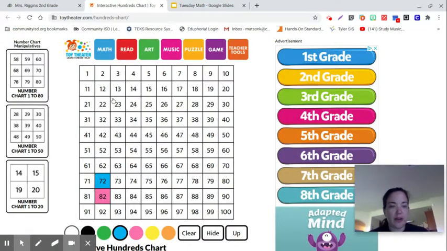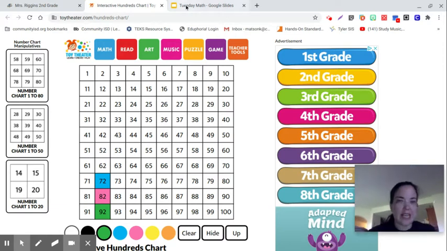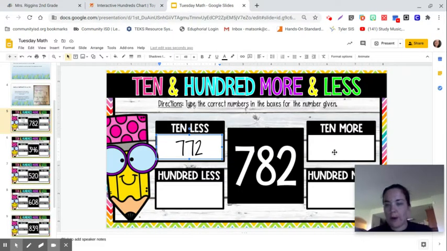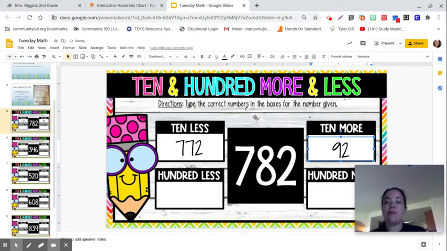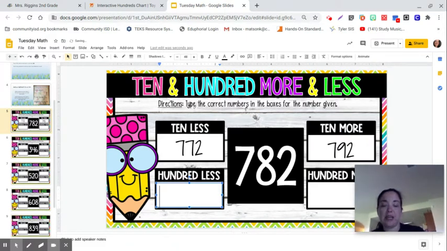So let's go back to our hundreds chart. I'm going to choose green. And so, 10 less is above, but 10 more is below. So actually 92. Also think when you're counting 8, 9, that comes next. So 10 more is 92. Again, is this reasonable? No, it's not. We need to have the 7 in the hundreds place. Okay, so now we're changing the digit in the hundreds place.